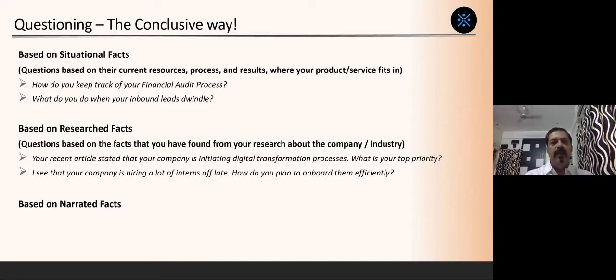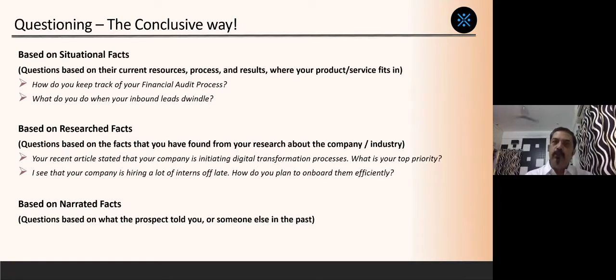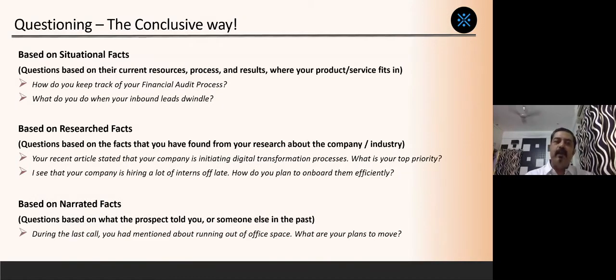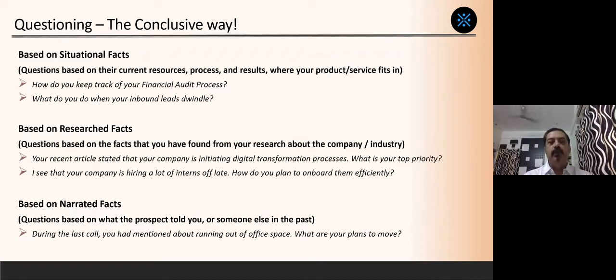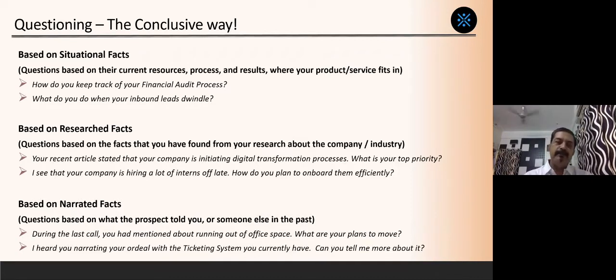The third one here is the questions based on narrated facts. That is either the prospect has told you earlier or he has told someone else in the past about any particular situation or a problem. You're bringing that up now in your call. One example is, during the last call you had mentioned about running out of office space. What are your plans to move, right? So you are a realtor and you handle commercial spaces. So you bring up this question.